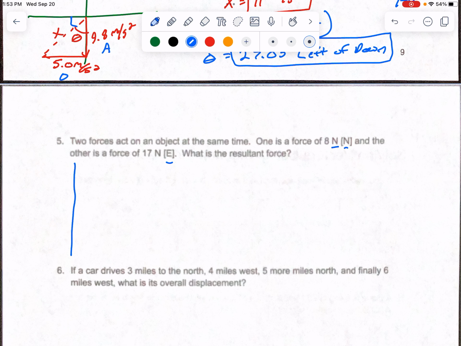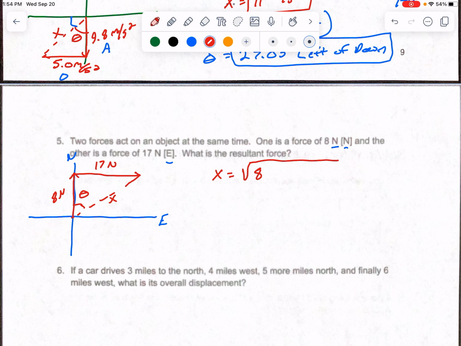So I'm going to draw my directions. We're dealing with north and we're dealing with east. So I'm going to go 8 newtons north. So I'm going to go up 8 newtons. And then I'm going to go 17 newtons east. Okay, and then I'm going to tie back to the center. So my triangle will look like this. So my angle is here and hypotenuse is there. So my hypotenuse is the square root of 8 squared plus 17 squared. And you should get a value of 18.79 newtons.